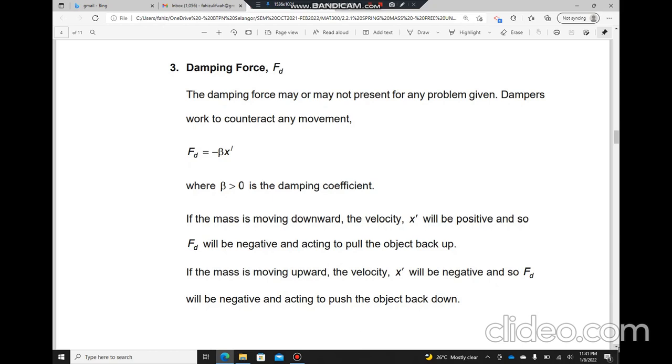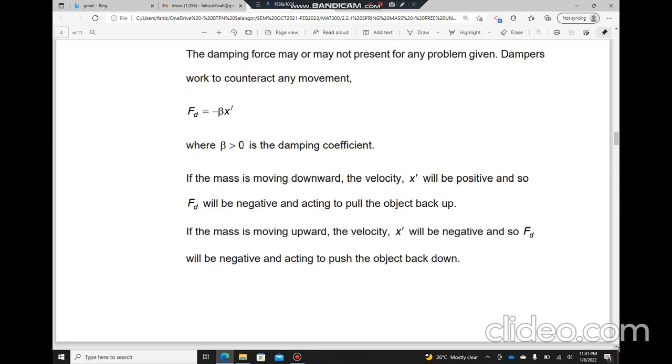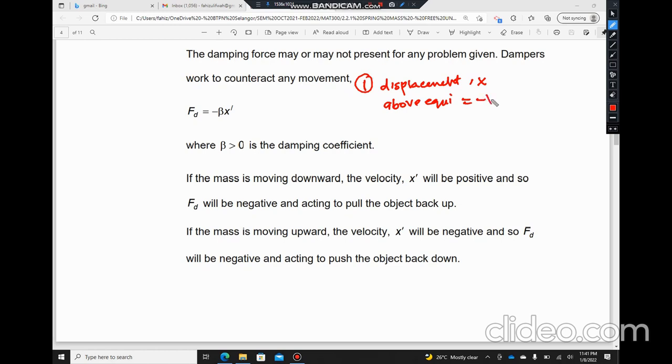Okay, so sekarang ni kita ada dua nilai yang kita kena sentiasa consider. Okay, first tadi untuk displacement, which is x. Okay, so x tadi kalau above equilibrium, dia adalah nilai yang negatif. Kalau dia below equilibrium, dia adalah nilai yang positif.